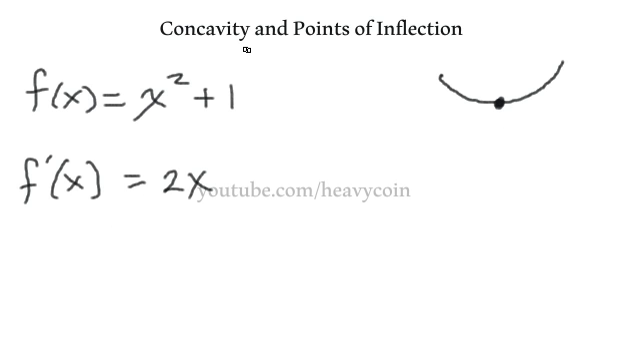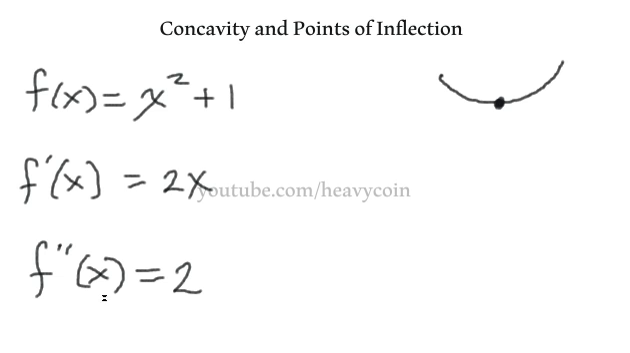But to find the actual concavity and the inflection points, what we want to do is take the second derivative. So we're going to take the derivative of the derivative. The derivative of 2x is just 2. Then you set this equal to 0 and solve for x. Well, there are no critical numbers here. In other words, there's not a number that we can plug into this to get 0.